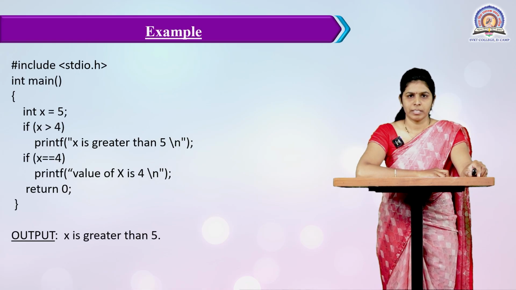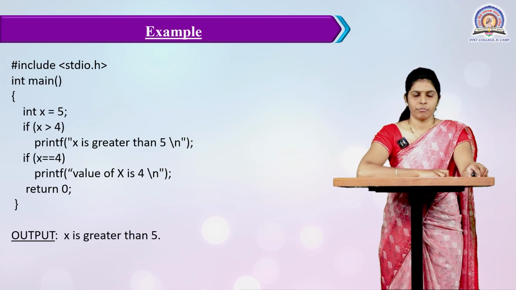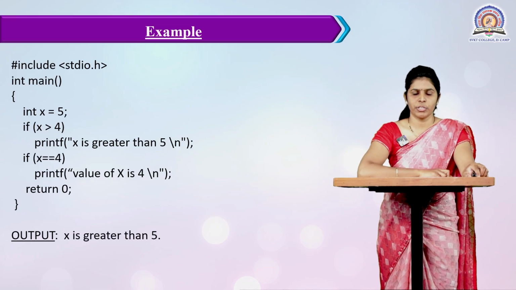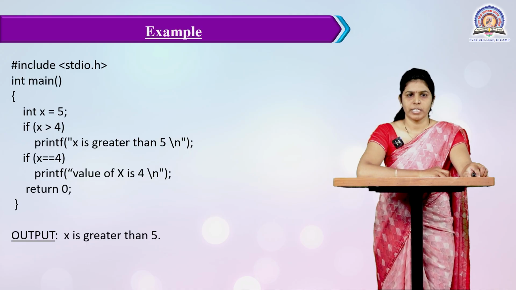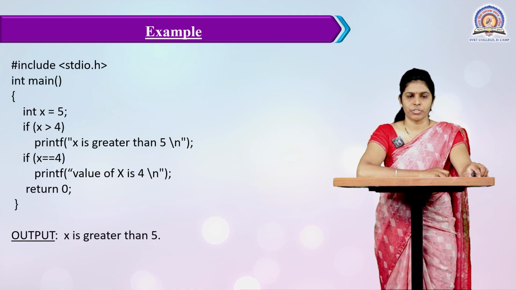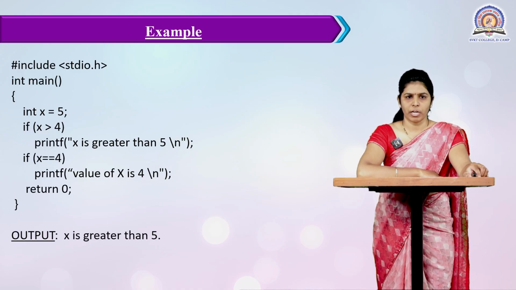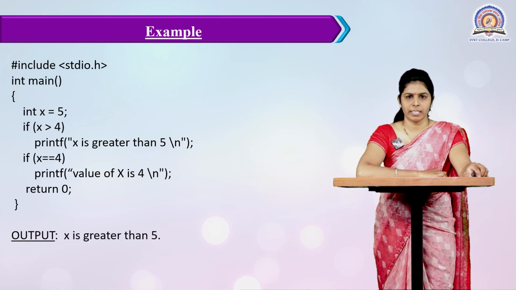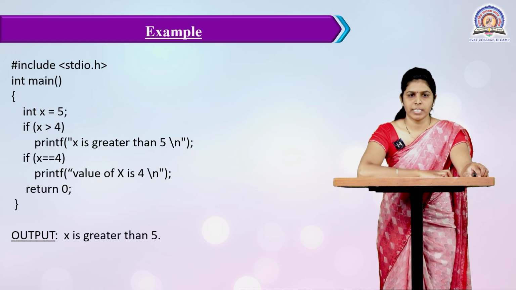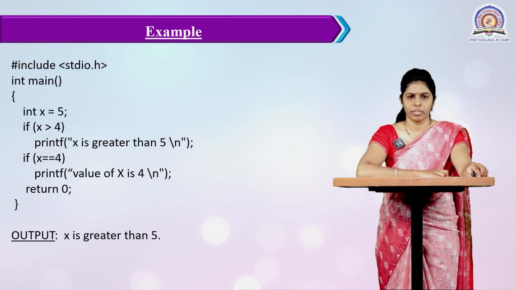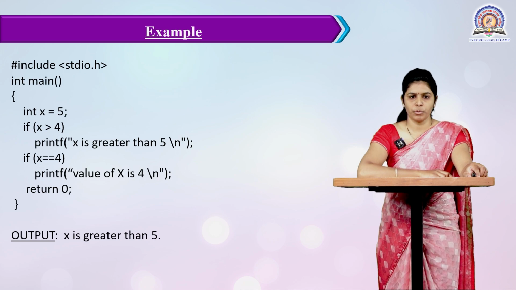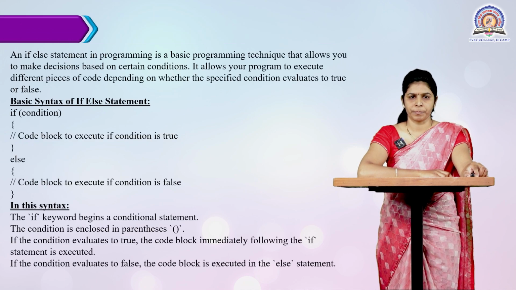So let us see an example of an if statement. First, the header file: #include <stdio.h>. stdio.h is the header file. Next, int main, the main function. If x is greater than or equal to 4, printf x is greater than 5. If the condition is x equals 4, printf the value of x is 4, so return 0. Then the output is x is greater than 5.